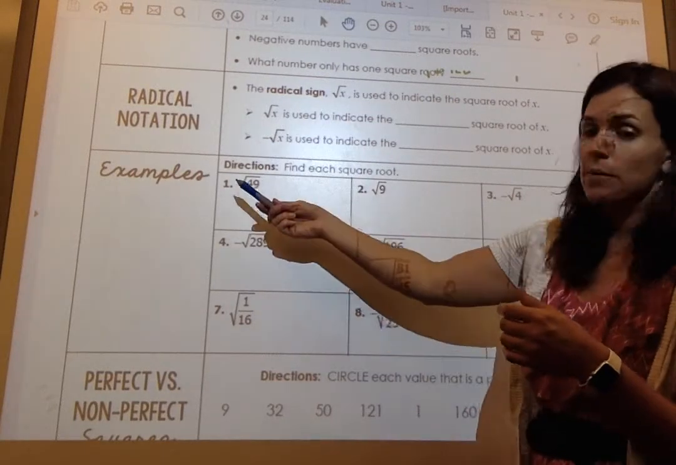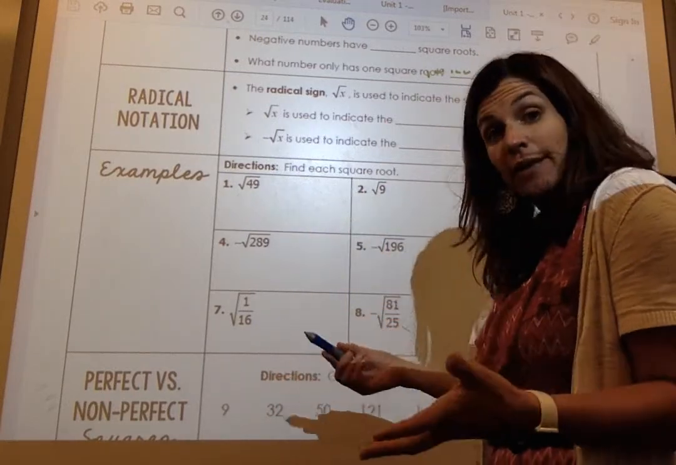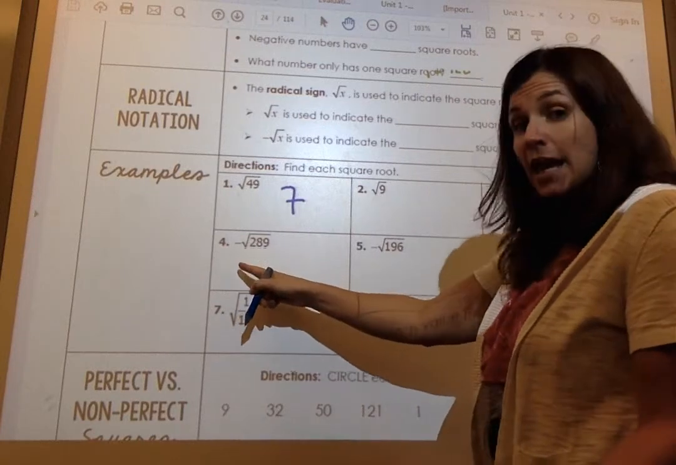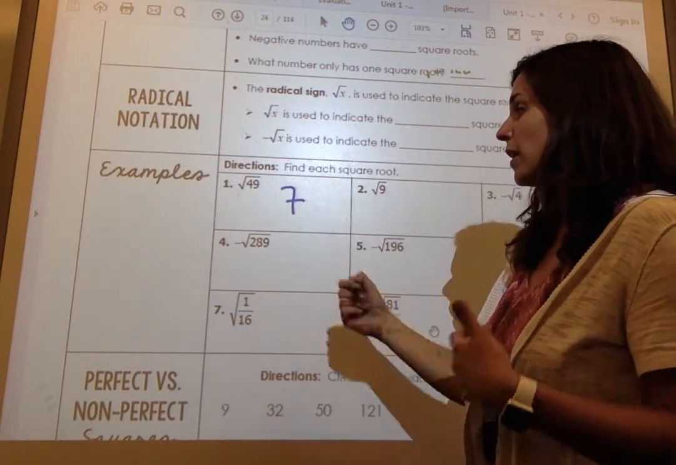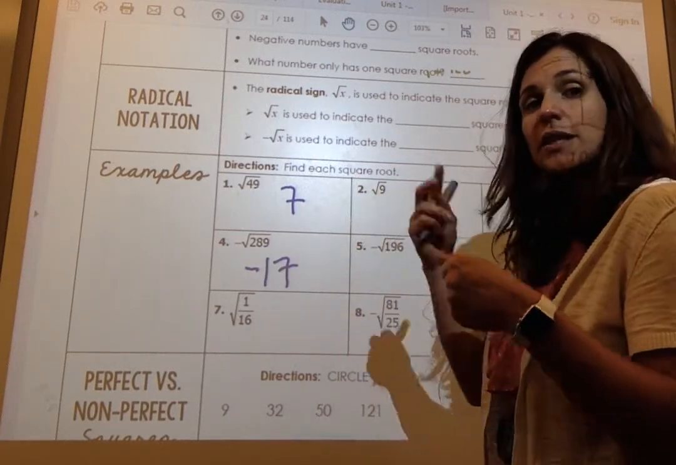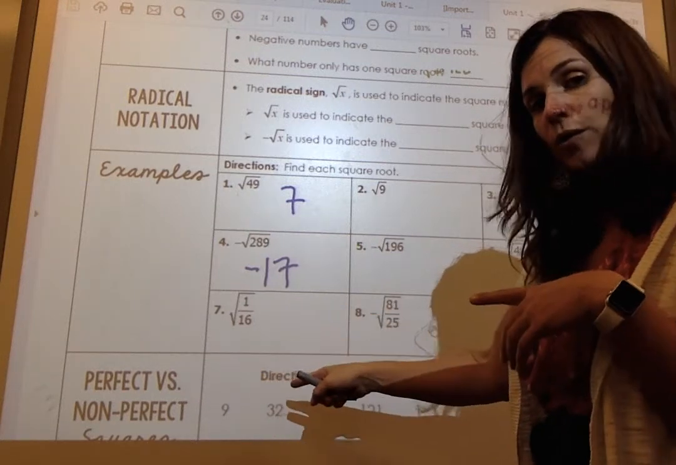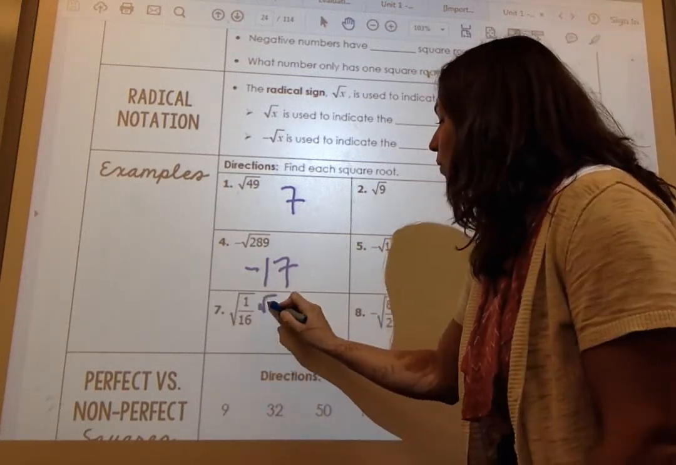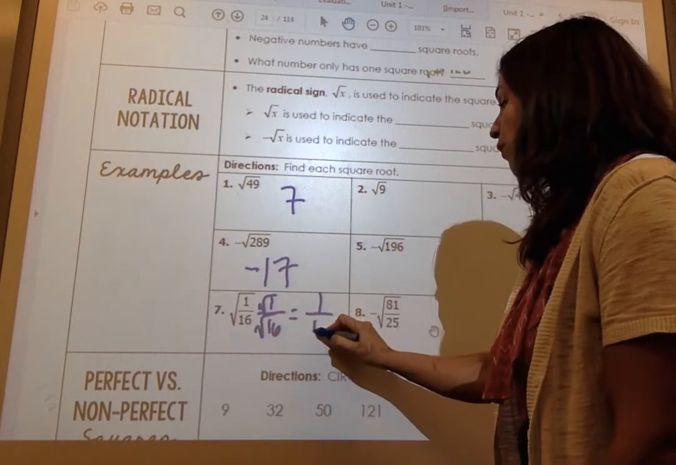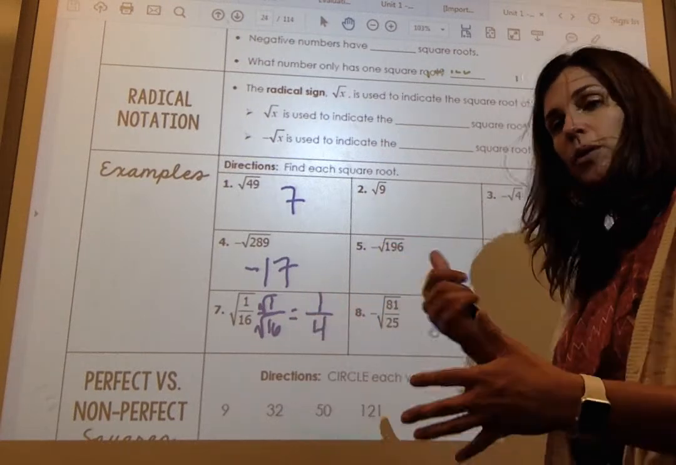So we're going to do examples 1, 4, and 7 together. So the square root of 49, it's 7. 7 times 7 gives us 49. What is the negative square root of 289? That would be negative 17. Negative 17 times negative 17 gives us a positive 289. And how do you take the square root of a fraction? You take the square root of the numerator and you take the square root of the denominator, which would give us 1 over 4. So I want you to pause the video, come back, and I will give you those answers.